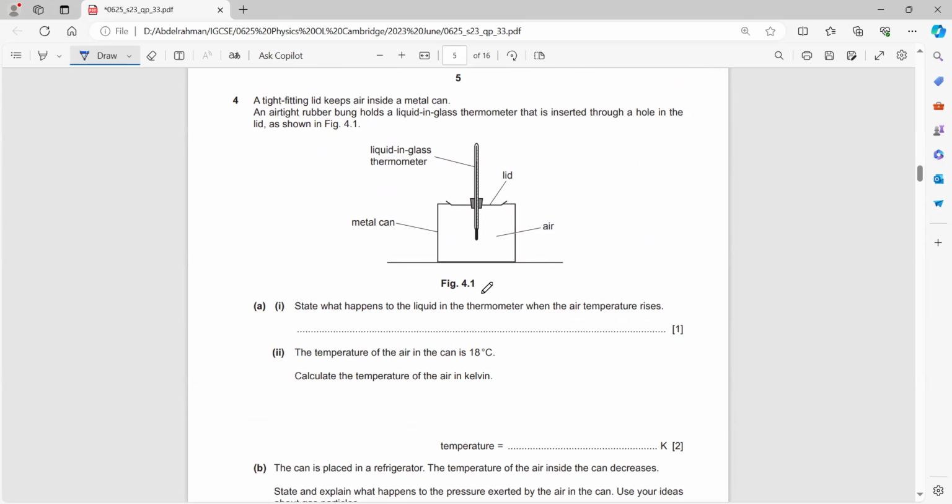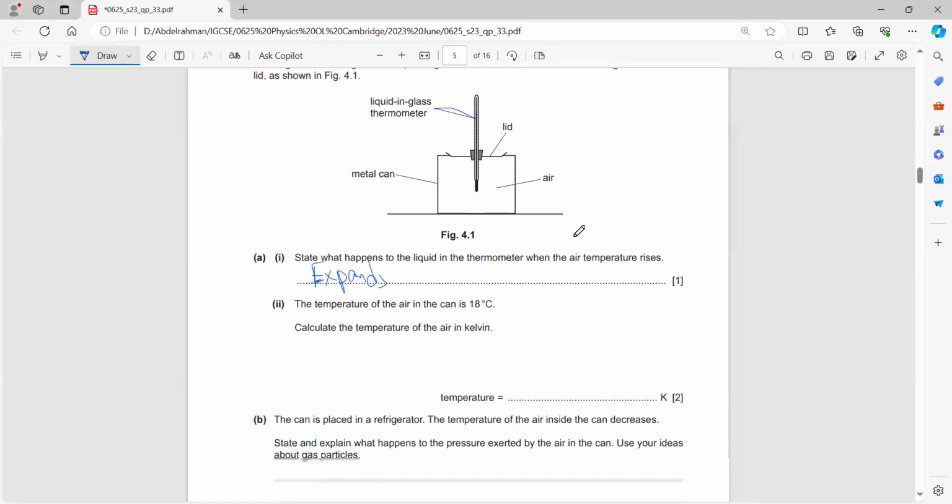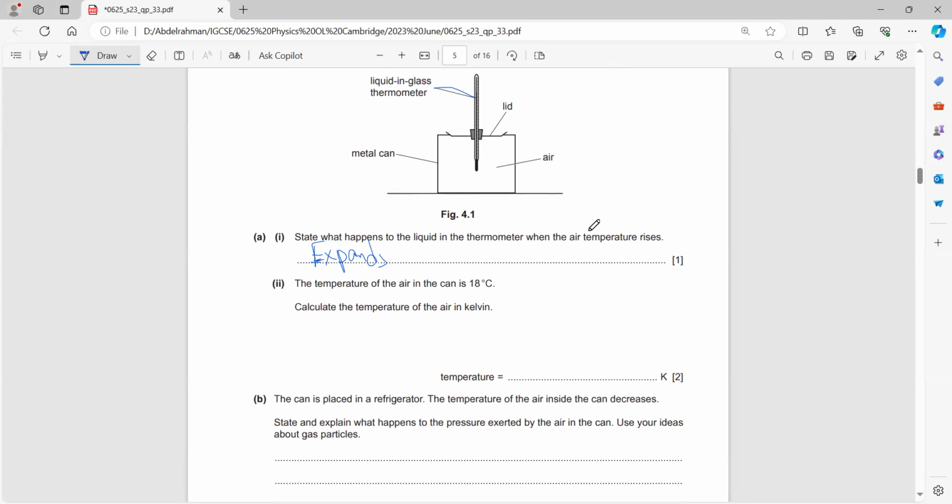State what happens to the liquid in the thermometer when the air temperature rises. Evaporates? No. The liquid inside the thermometer, when the temperature rises. It rises, yes, but due to what? Due to expansion. It expands. Thermal expansion. Whenever something heats up, it expands. Thermal expansion.